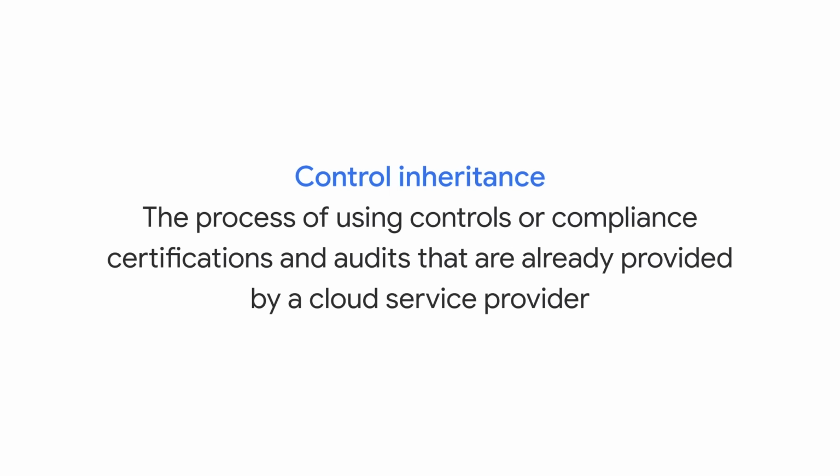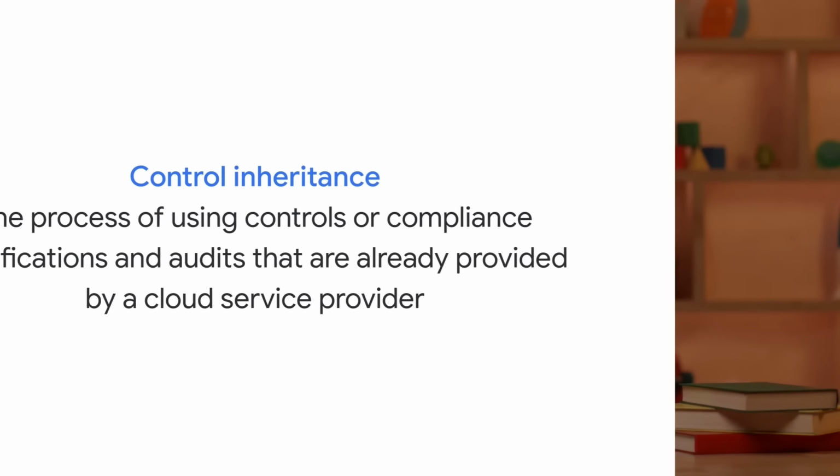Control inheritance is the process of using controls or compliance certifications and audits that are already provided by a cloud service provider. An organization can use inherited controls to meet their control requirements when using a cloud environment like Google Cloud. Because the controls are supplied by the cloud provider, they can be inherited or incorporated into the overall controls that an organization uses. The use of existing cloud service provider controls enables an organization to inherit them into their compliance process.